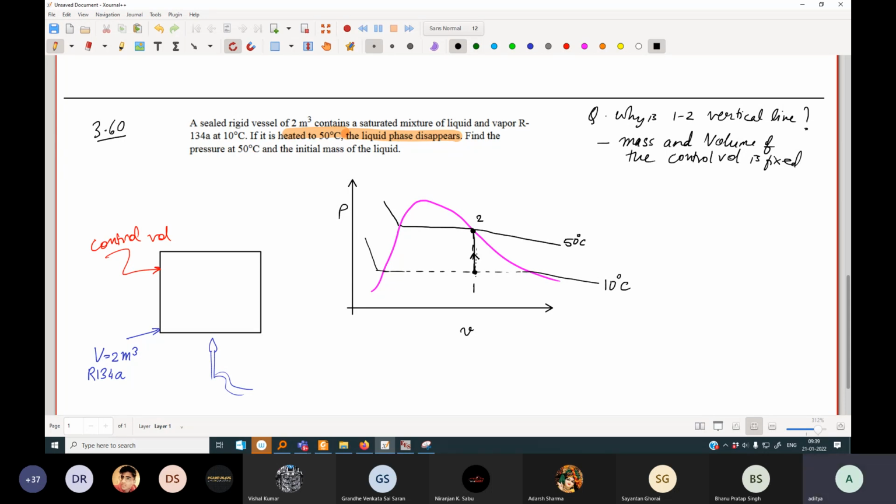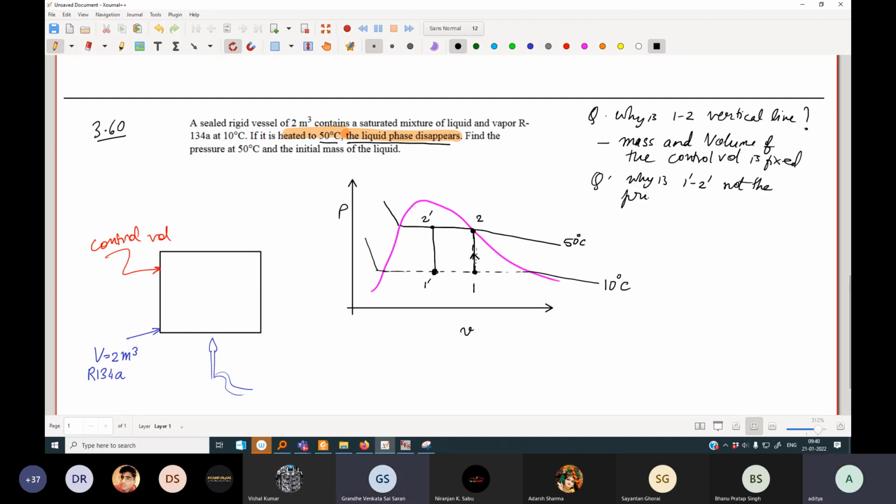Now we don't know exactly where point 1 is. We could have started over here as well. Who knows? I could have very well started over here. But the final state is at 50 degrees Celsius, and at 50 degrees Celsius the liquid phase disappears. Now if this was to be the starting point, 1 prime, I would end up over here. So quick question, why is 1 prime to 2 not the process?